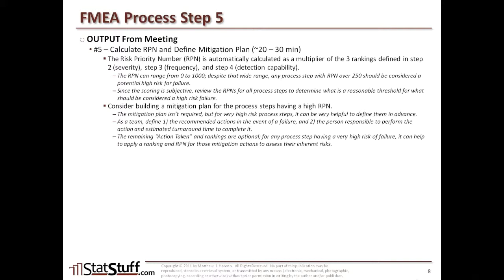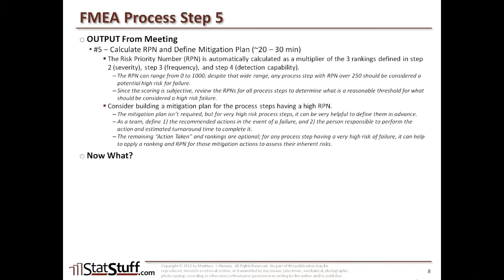Now the remaining action taken items and rankings are all optional within the FMEA tool. For any process step that might have a very high risk of failure, it can help to apply a ranking in RPN for those mitigation actions in order to assess their inherent risks.